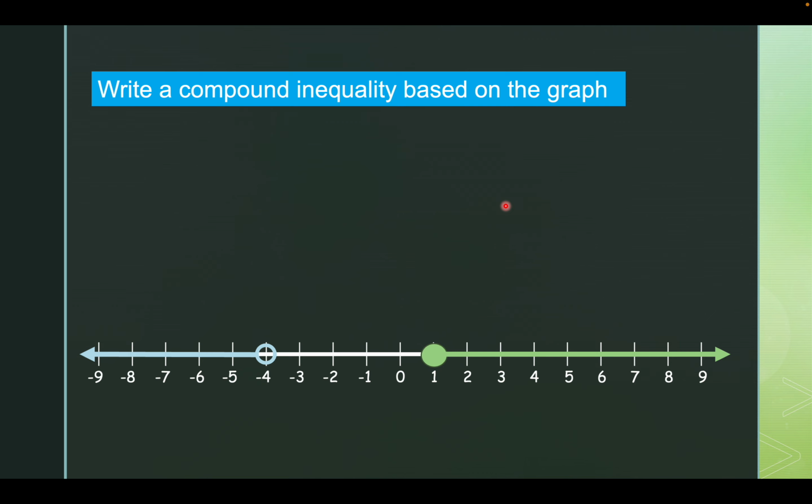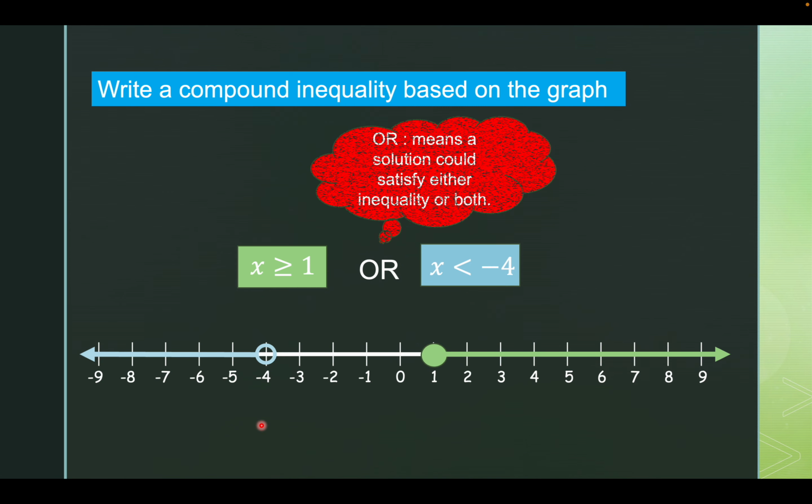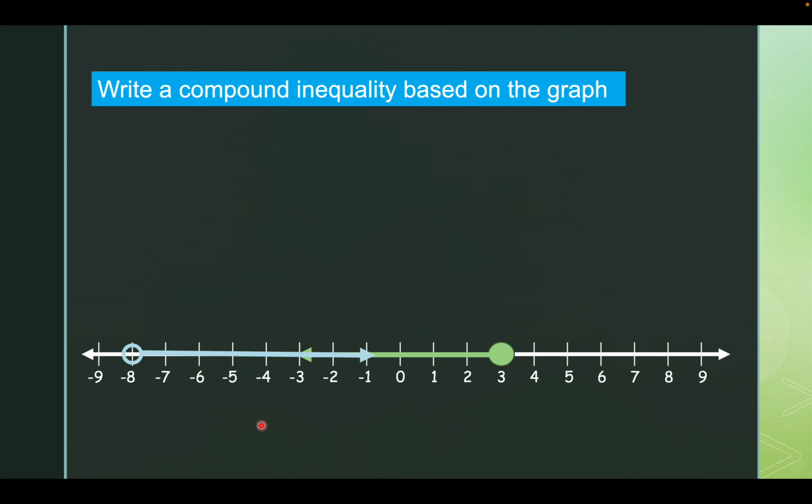If we want to write a compound inequality based on the graph, let's look at the green portion. It starts at 1. It could be equal to, and the numbers get bigger from 1. So we would write it as x is greater than or equal to 1. And the blue one starts at -4. It's not equal to, but all the values are less than -4. We would put or in the middle because it means a solution could satisfy either inequality or both.